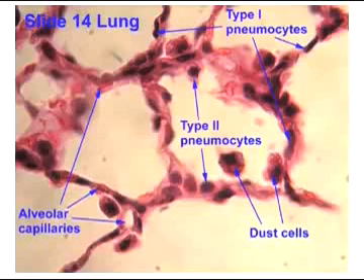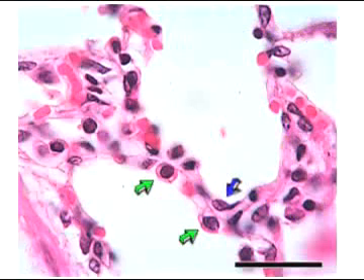The other type of cells that you may or may not see are sort of independent from the respiratory membrane. They're kind of free on the surface. Those are the cellular macrophages, or sometimes called dust cells. Here's another example. You can see the blue arrow indicating the type 1, which is just simple squamous, and then the rounder type 2 are indicated by the green arrows.